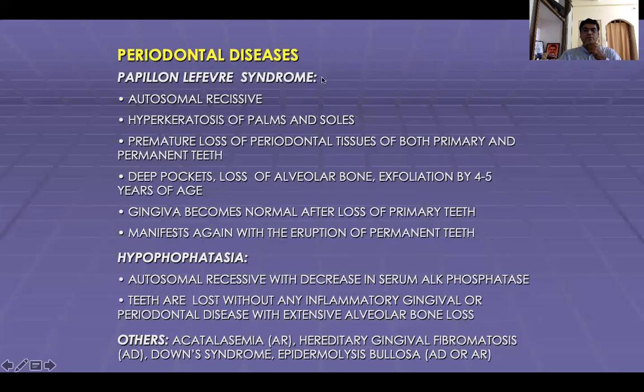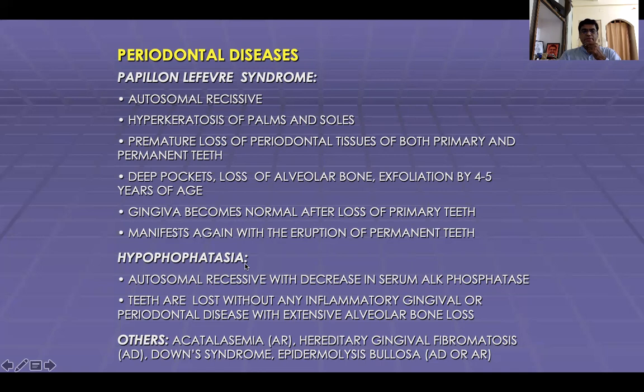Periodontal disease, how you observe in different systemic conditions such as Papillon-Lefevre syndrome, which is an autosomal recessive type of inheritance. Hyperkeratosis of palms and soles are observed. Premature loss of periodontal tissue of both primary and permanent teeth. Deep pockets. Loss of alveolar bone, exfoliation by 4 to 5 years of age. Gingiva becomes normal after loss of primary teeth. It manifests again with the eruption of the permanent teeth.